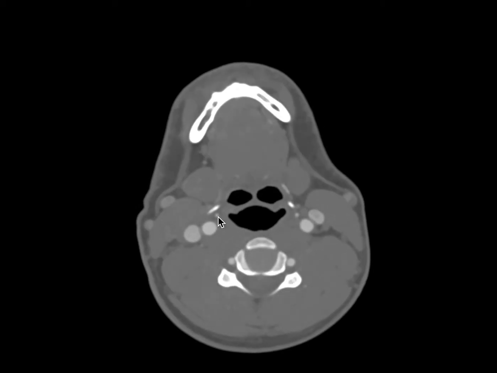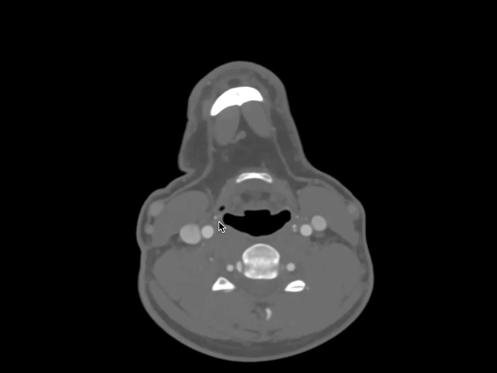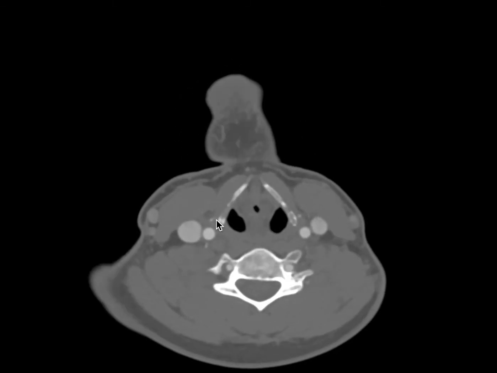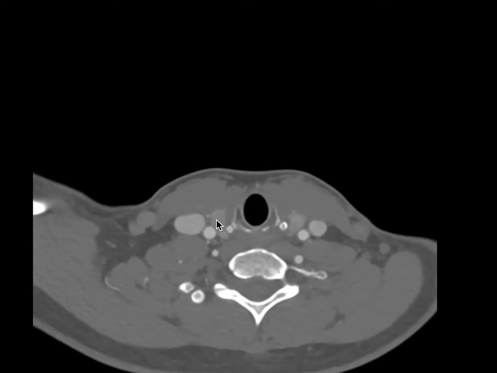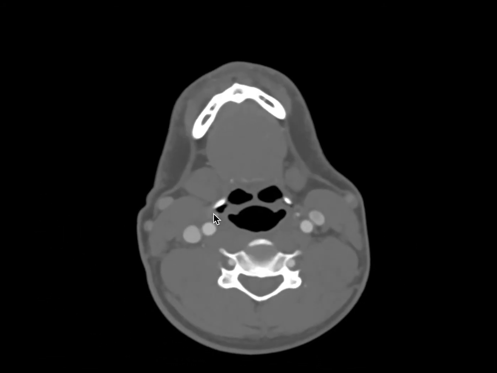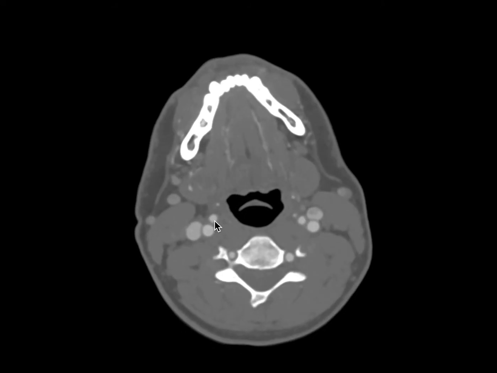Going down just a little bit, we can see our right superior thyroid artery coming off right here, and we can follow it inferiorly. So here's our right superior thyroid artery working its way back down the neck to the level of the thyroid gland below, right here.